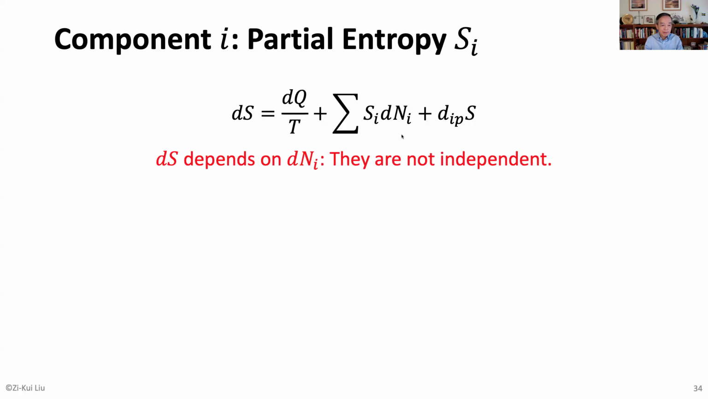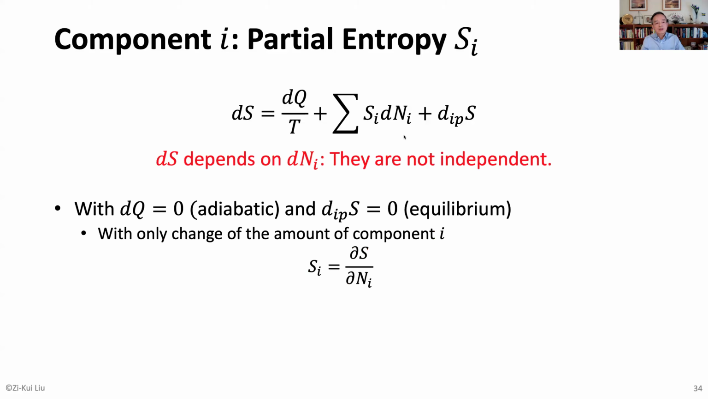Okay, so let's look at the component, which I call the partial entropy of a component. Let's go back to this equation. This equation has very important information which is sometimes overlooked. You see that the entropy change of a system comes from heat, and it's also from mass, right? If you change the mass, the entropy changes too. That means you cannot change mass independently without changing entropy. So dS depends on dn_i. They are not independent. This is very, very important, and it has been overlooked in the literature.